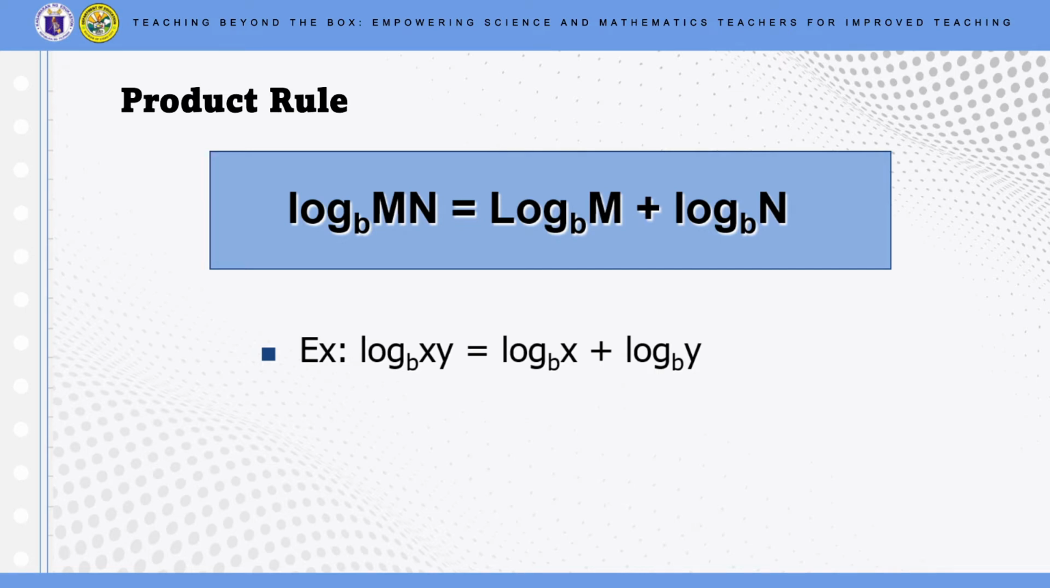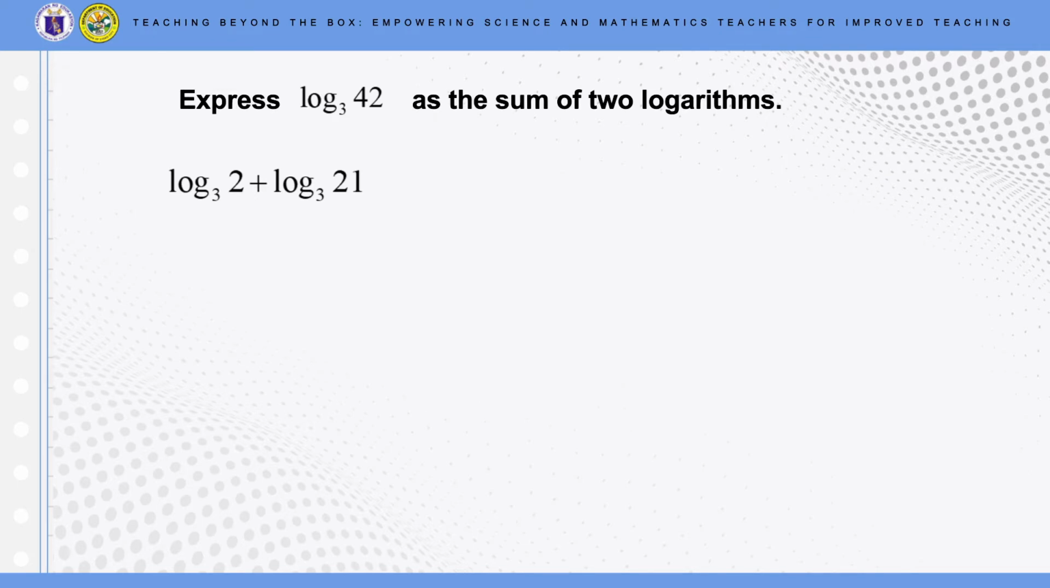Express the logarithm of 42 base 3 as the sum of two logarithms. We can rewrite this as the logarithm of 2 base 3 plus the logarithm of 21 base 3. Also, logarithm of 3 base 3 plus the logarithm of 14 base 3. And logarithm of 6 base 3 plus the logarithm of 7 base 3.